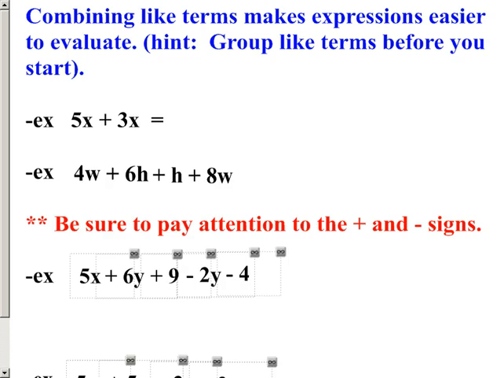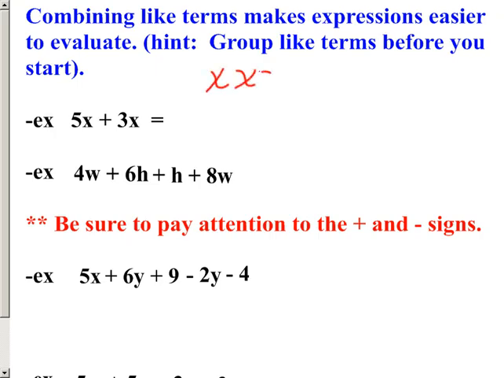The first one we're looking at is 5x plus 3x. I want you to think about this for a minute. 5x really means I have x 5 times. So I have x, x, x, x, and x. And if I have 3x, that means I have x 3 times. So x 5 times plus x 3 times means I have 8 x's, because I have x 8 times.